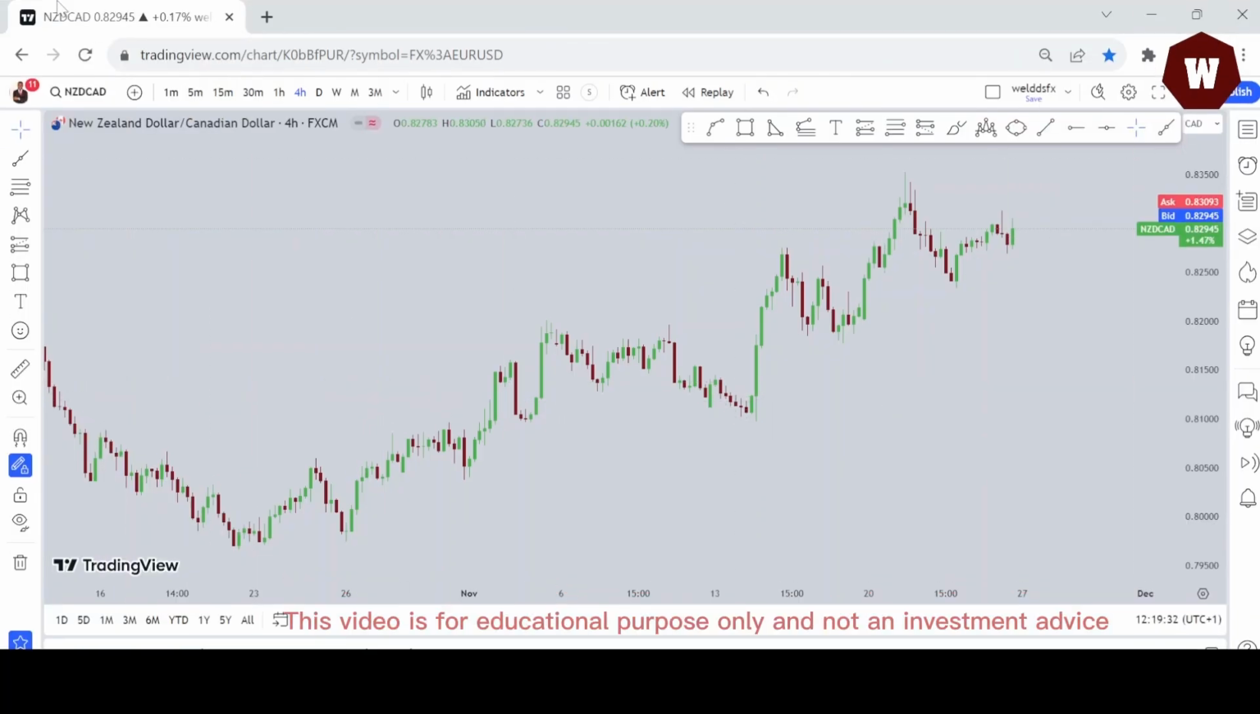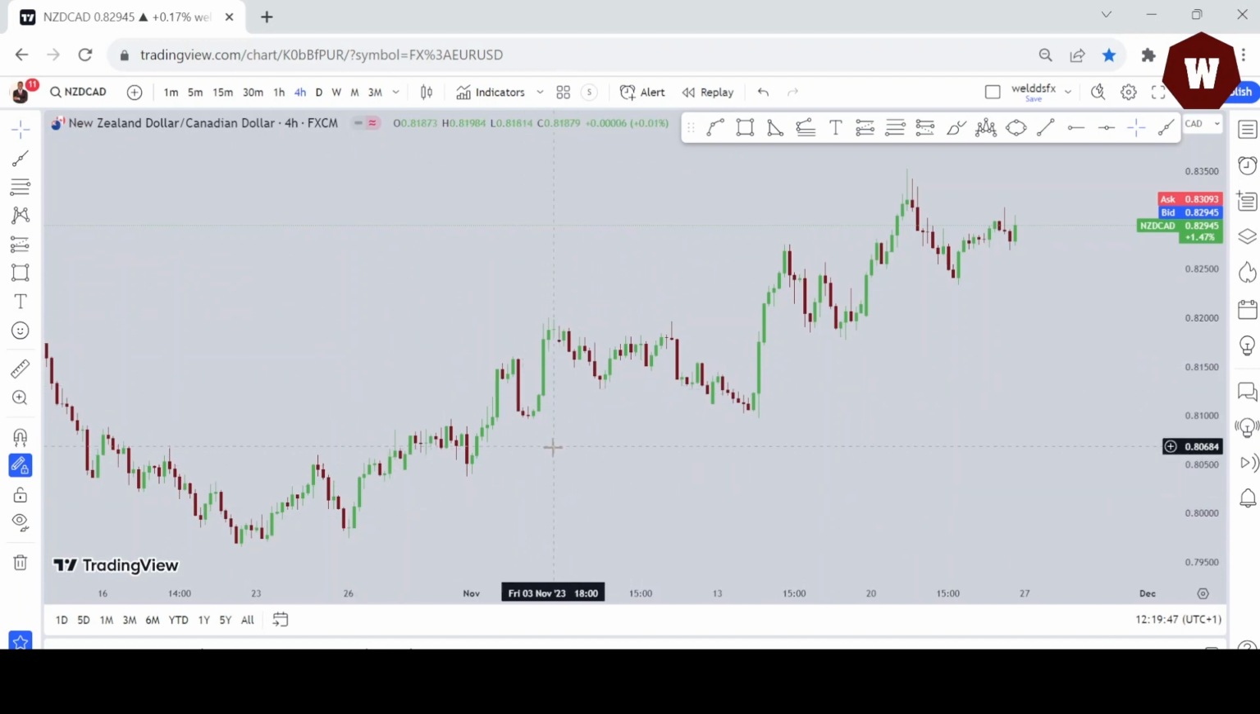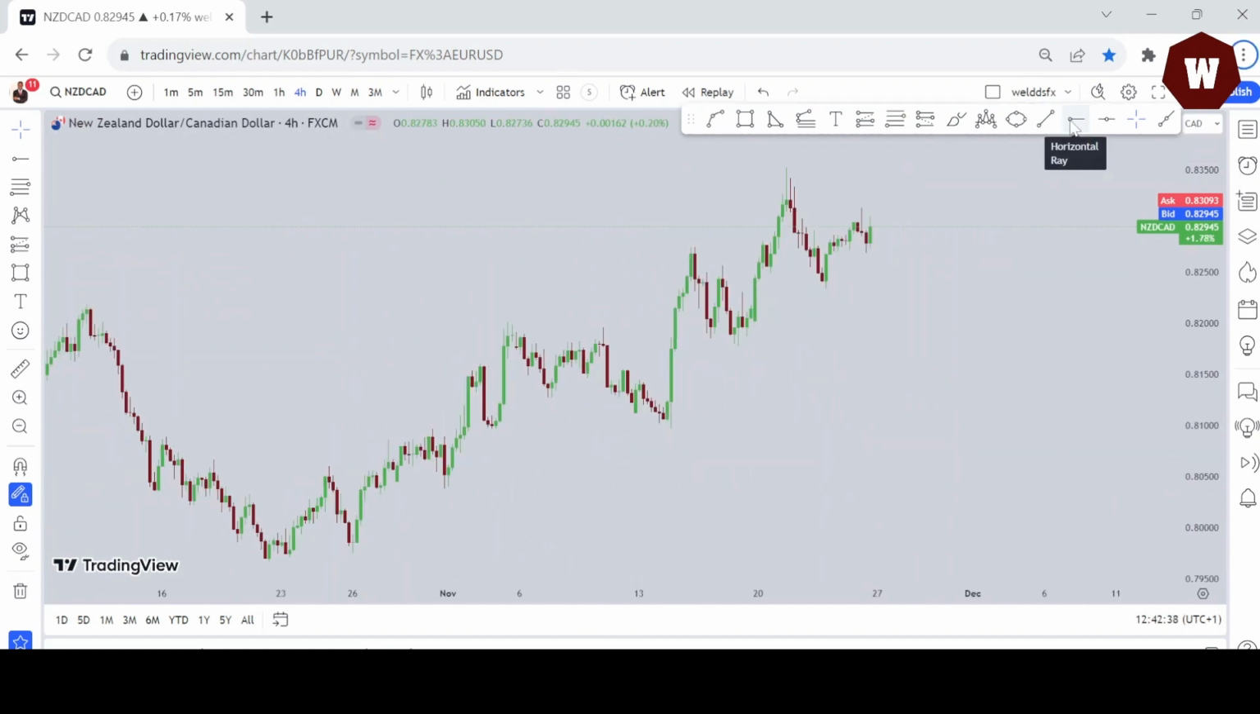Hello guys, this is a chart of New Zealand dollar against the Canadian dollar on the 4-hour time frame. We will use the 4-hour time frame to look at the major trend, then go to the 15 minutes time frame to see where we can execute our trade. So here now, let's do something. We will pick a horizontal ray and draw.